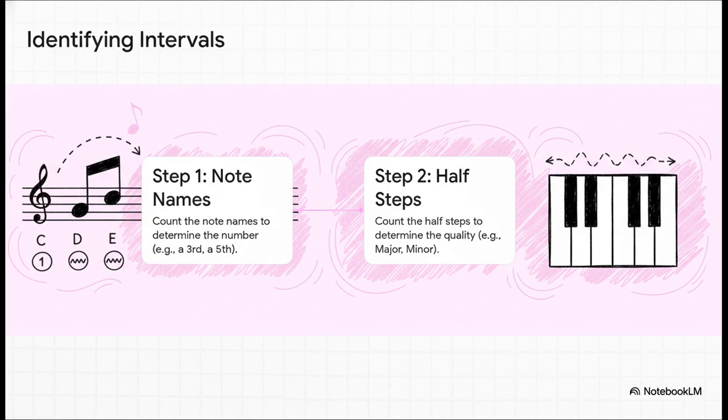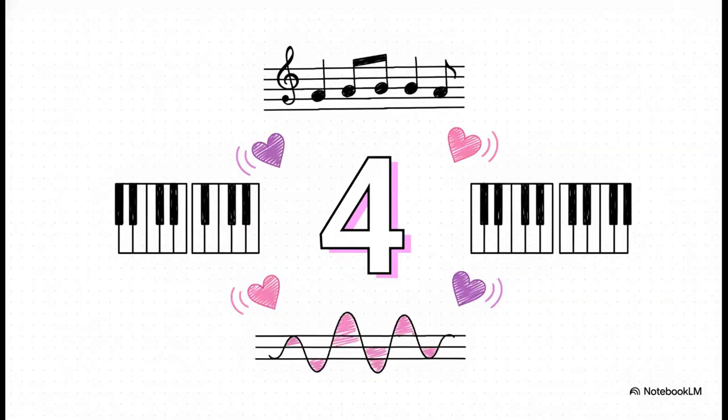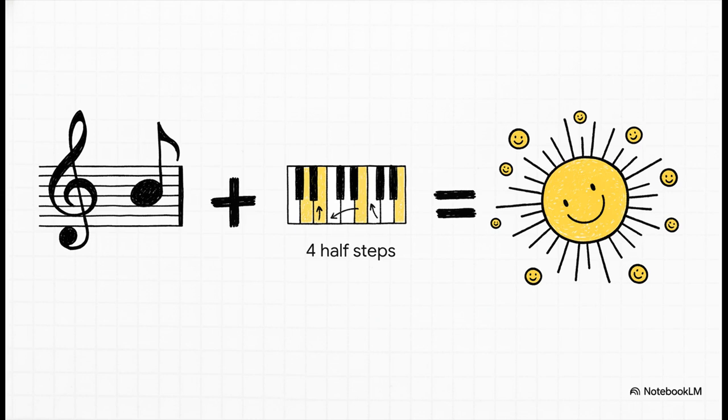You gotta count the half steps. Okay, so let's do it. If we count up all those little half steps from C to E on a keyboard, how many do we find? We find exactly 4. And this number is what gives the interval its unique flavor, its emotional quality. And here's where it all comes together. When you combine those two pieces of info, a distance of a third that's made up of exactly 4 half steps, you get what musicians call a major third. That word, major, that's its quality. It's like the adjective that describes the specific mood of that interval.